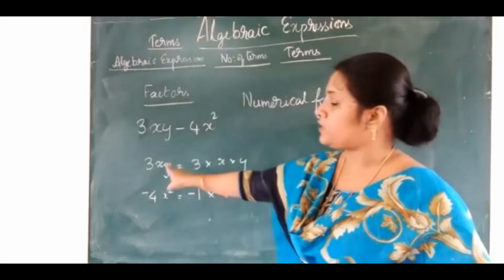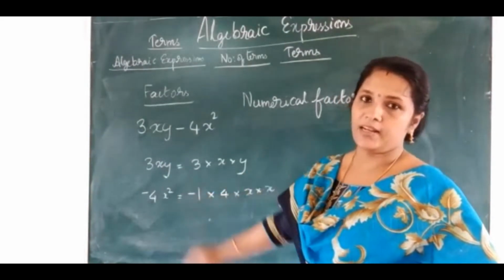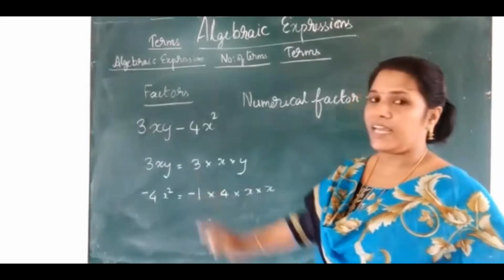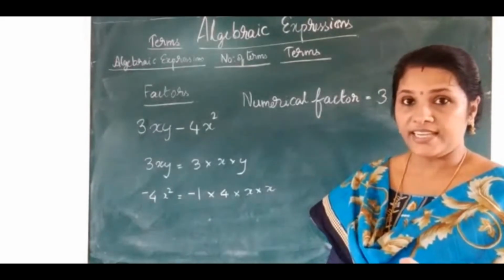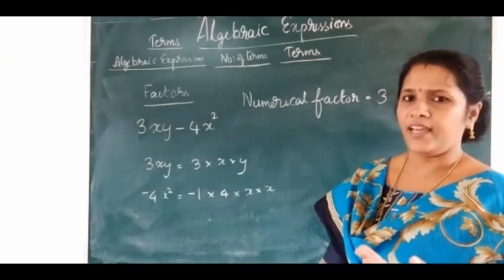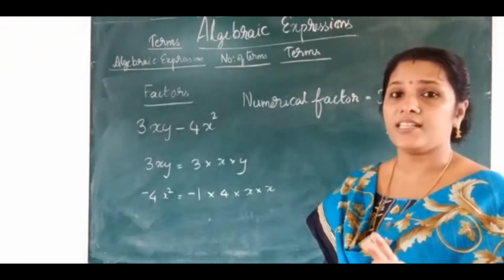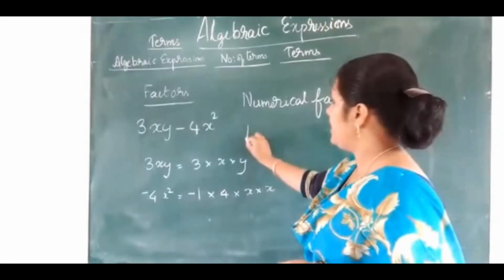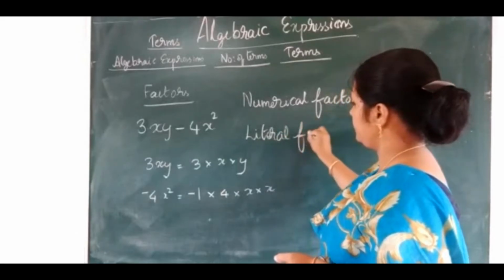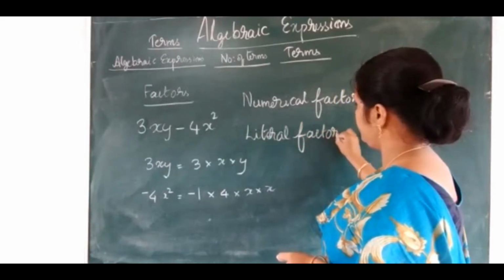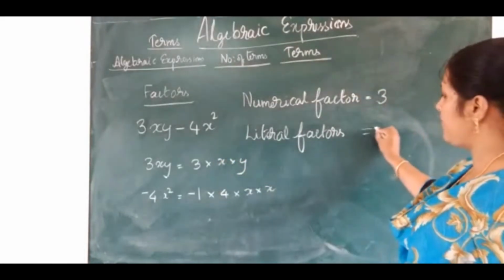And y are the factors of the product 3xy. Here 3 is a numeral, so we can call 3 the numerical factor. Then what is a literal factor? Clearly, the variables involved in the product we can call literal factors. Here x and y are the literal factors.